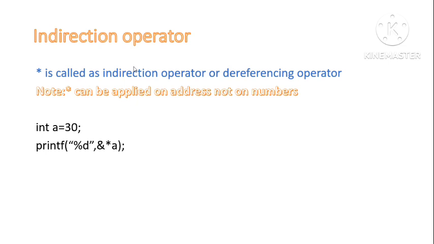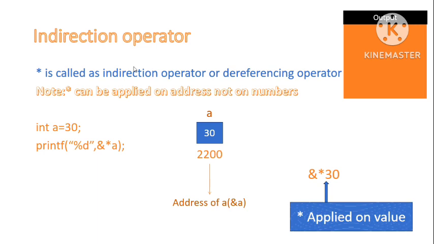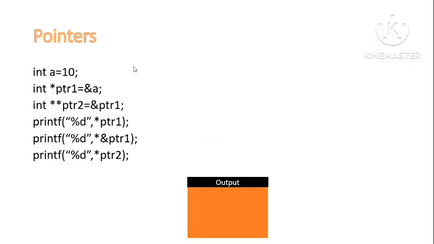Now integer a equal to 30. I take the value 30 here and it takes the address 2200. Now we will try to print the value of ampersand star a. When I try to print ampersand star a, evaluate from right to left. Now what is inside a? A is having 30. Now star of 30. 30 is not an address. When I apply a star on a value, that is obviously not right. It actually violates the rules of C programming, so it results in an error message. You can see here 30 is a value, and star is applied on a value, so it results in an error message. So that's about the use of the indirection operator.